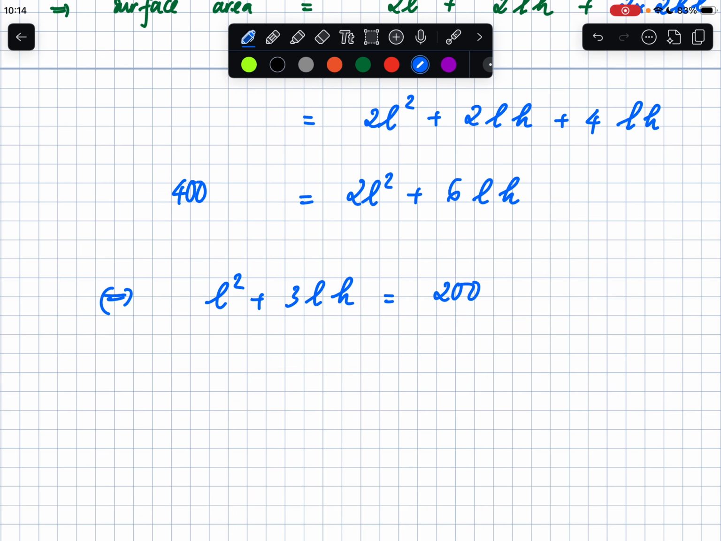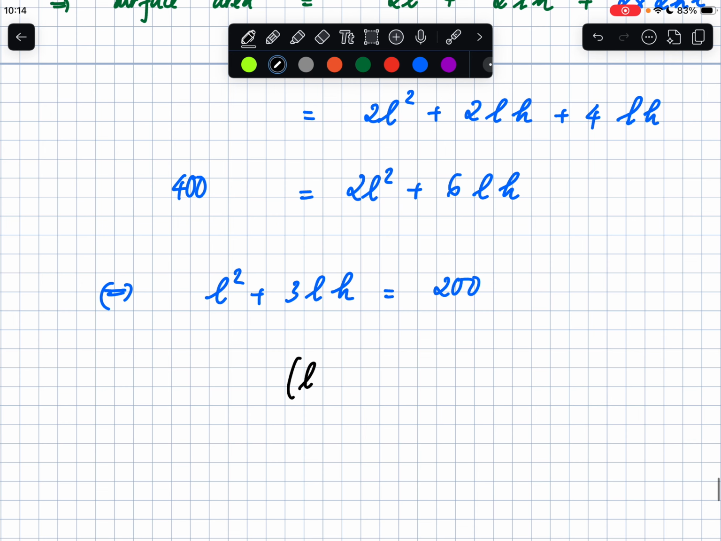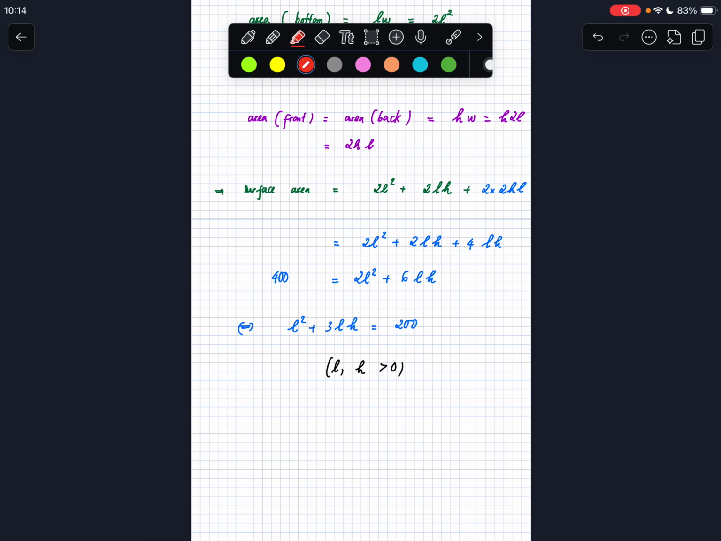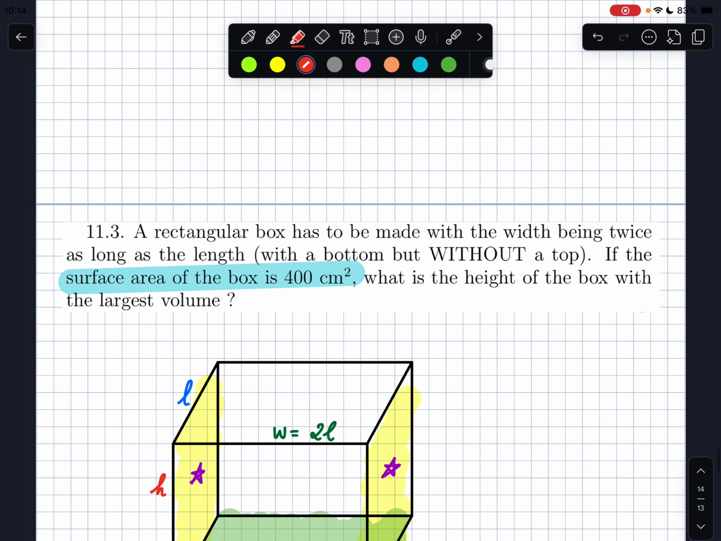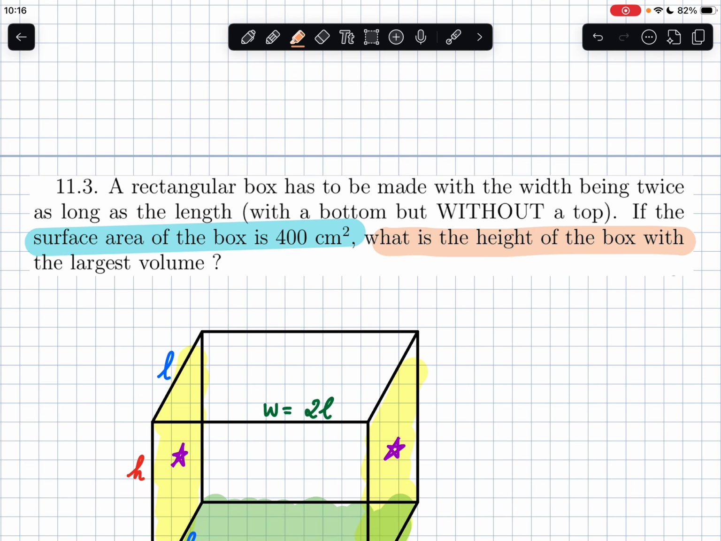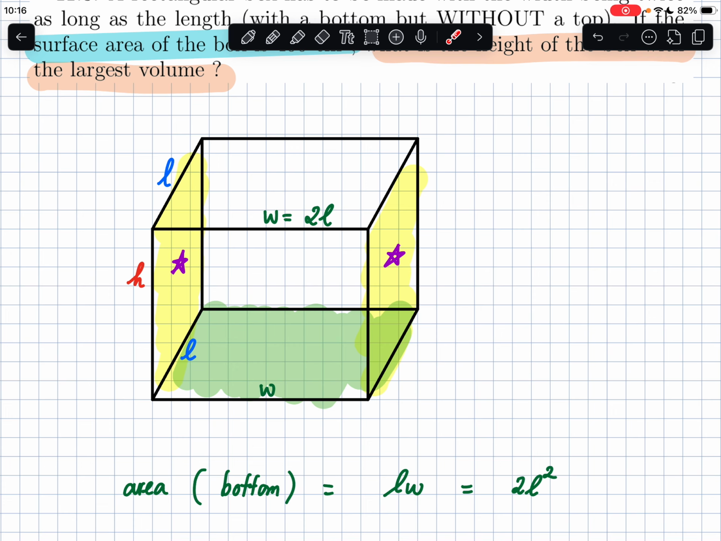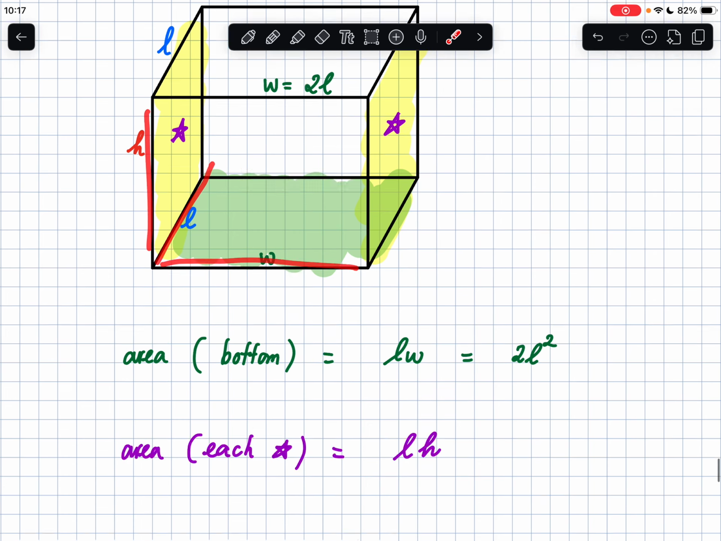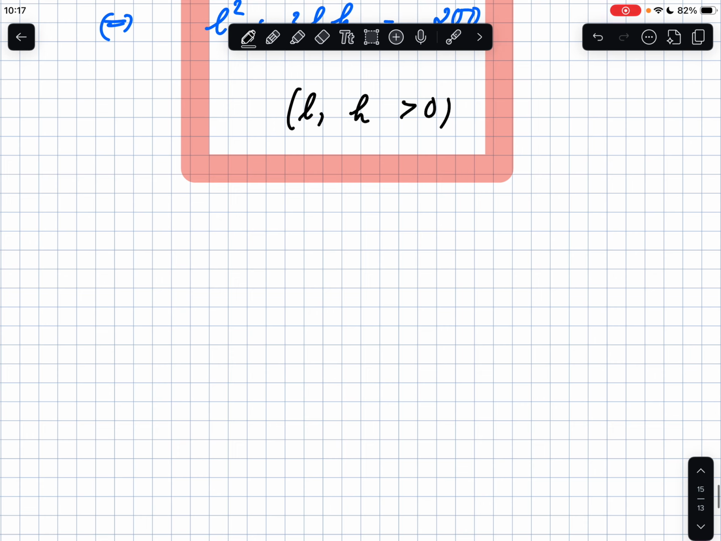So remember that length and height are positive. Let this relation stay here. The question asks us: what is the height of the box with the largest volume? Let's compute the volume. Volume equals length times width times height. We call it V.